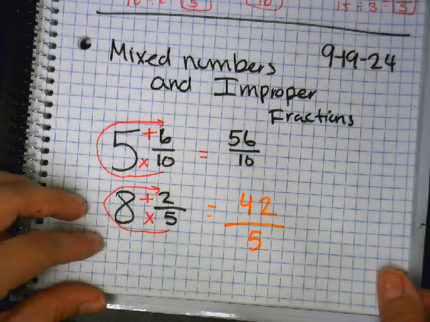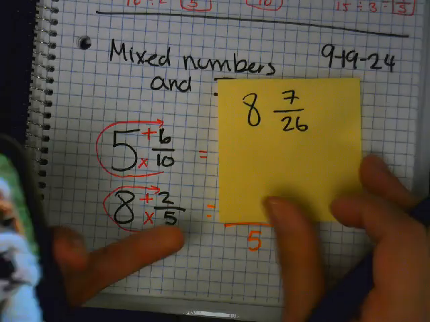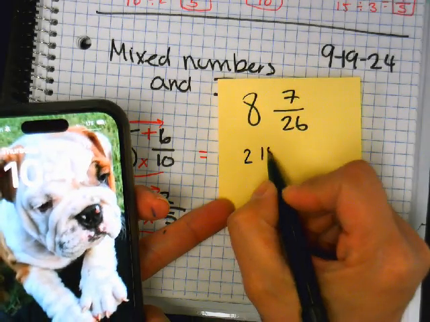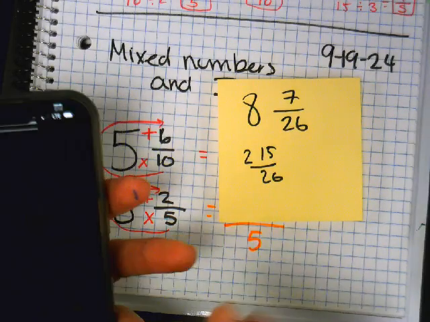Miss, you know what I got for the other one? What did you get? 215 over 26. Dylan, what'd you get? 215 over 26. Well, I'm going to use a calculator.